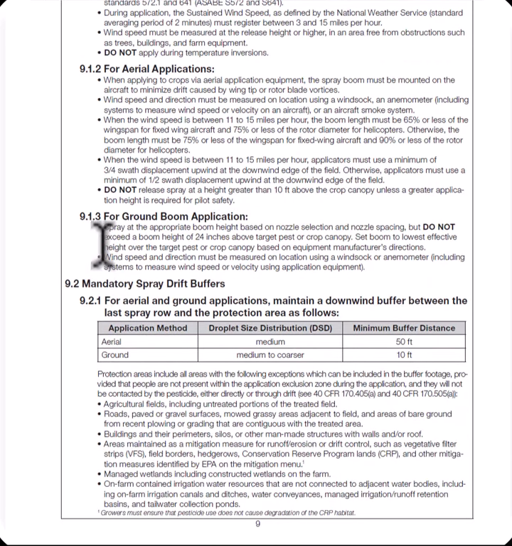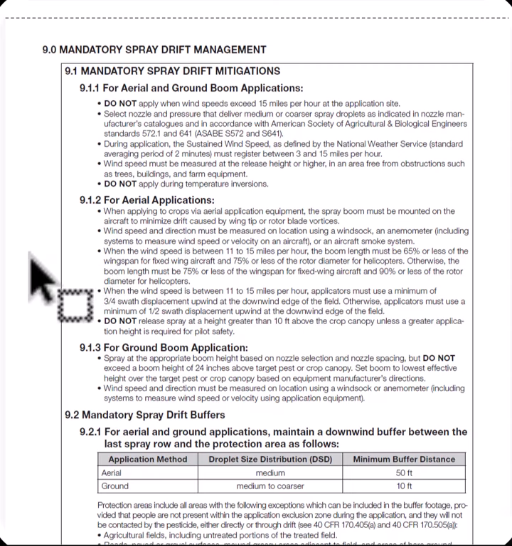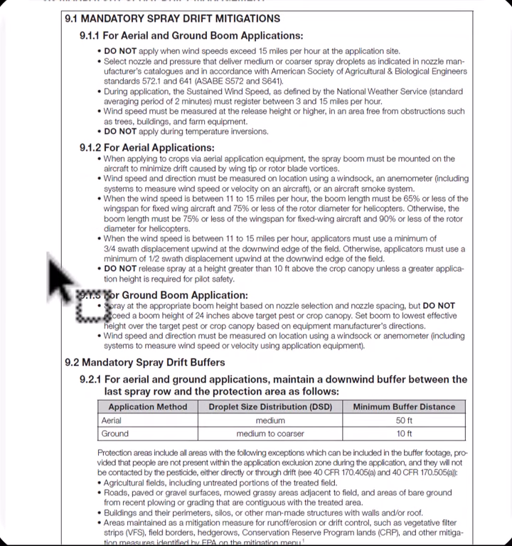Here it talks about do not exceed a boom height of 24 inches above your target path. So for a ground boom, you couldn't do a high boom sprayer. You've got to be 24 inches or less. Now, it does give buffers. So this is just general drift. So this is giving you how fast you can fly. If you've got an aircraft, it talks about how big your wingspan can be.